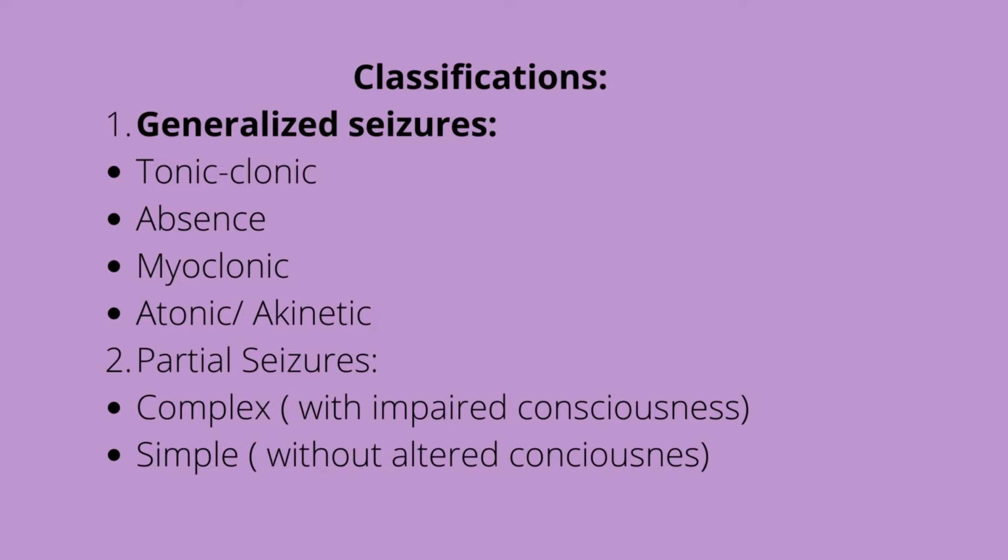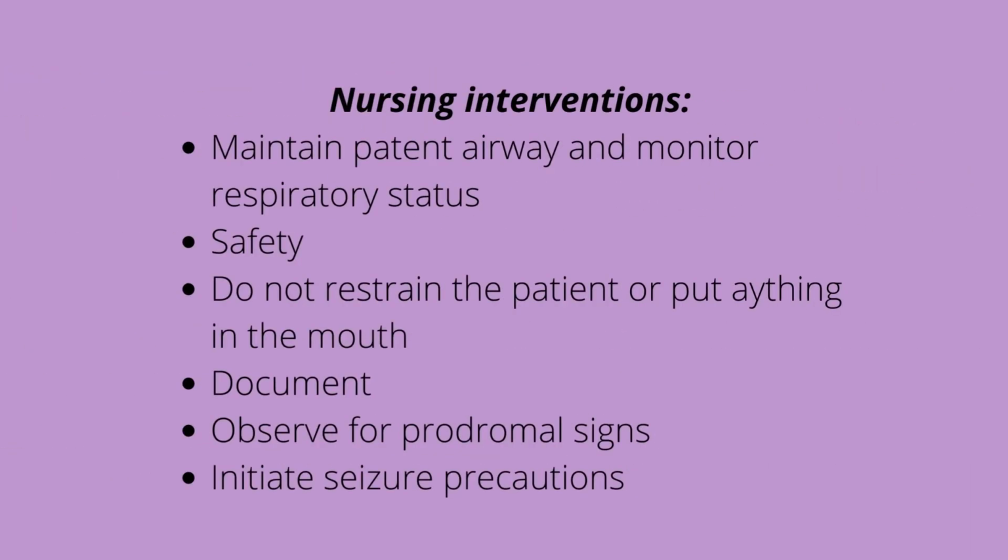So with generalized seizures, we have tonic-clonic seizures, which were formerly known as grand mal seizures, absence seizures, which were formerly known as petit mal seizures, myoclonic seizures, atonic or kinetic, which are drop attacks. With partial seizures, we have either complex or simple. So with complex, we usually have impaired consciousness, and simple is usually without alteration of consciousness. So that's the difference between simple and complex seizures with partial seizures.